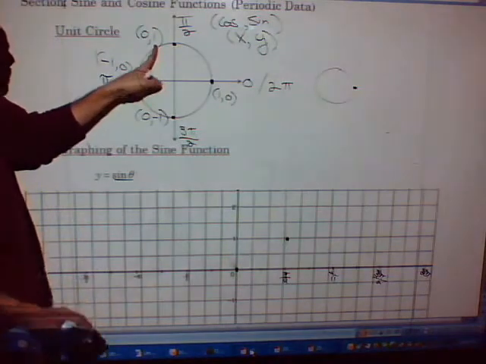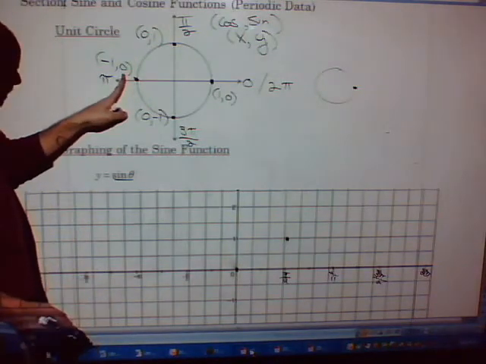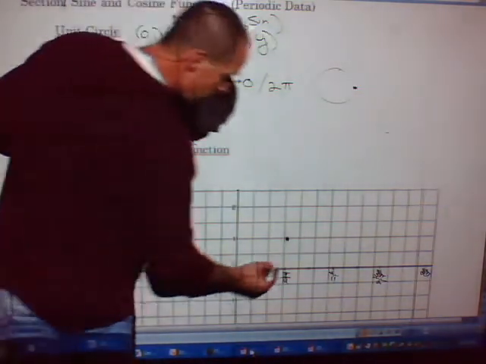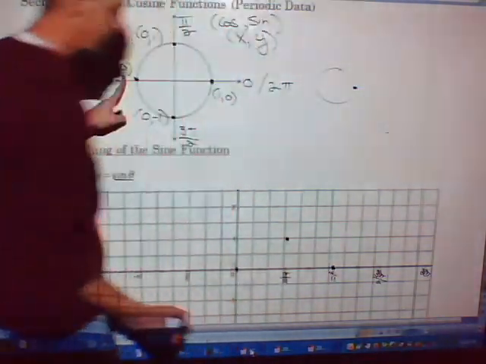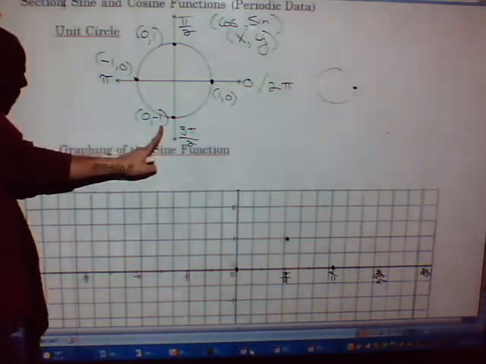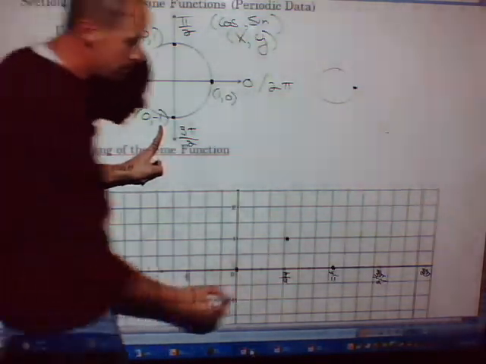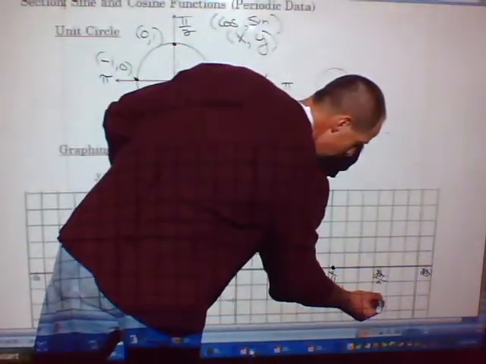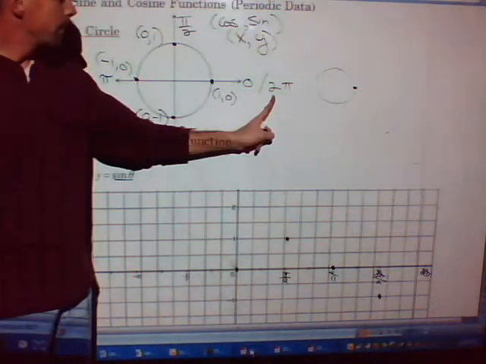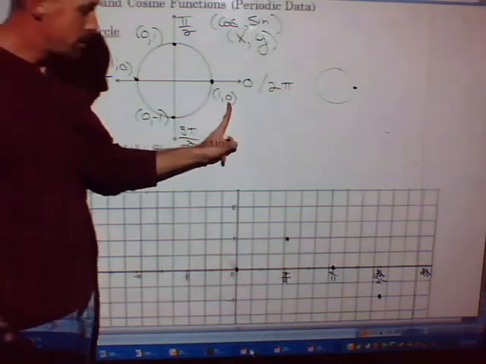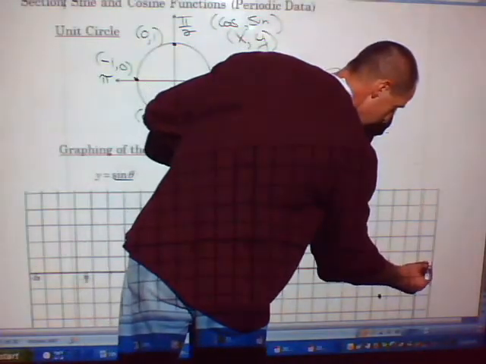Let's move over to pi. What's the y value? The y value is 0. So at pi, our y value is 0. So we have a point right there. Move on to 3 pi over 2. The y value is -1. So at 3 pi over 2, your y value is -1. And then moving all the way back to 2 pi, the y value is 0.